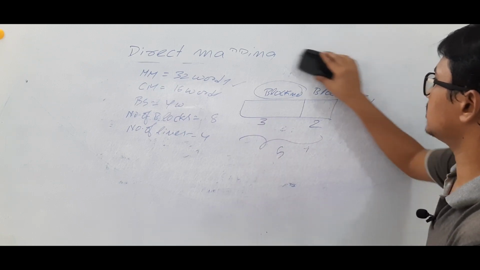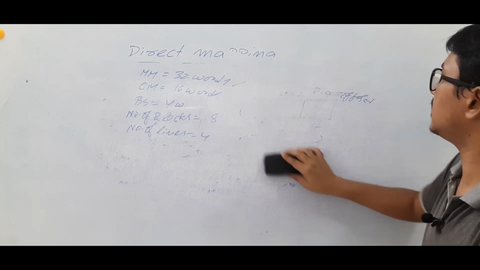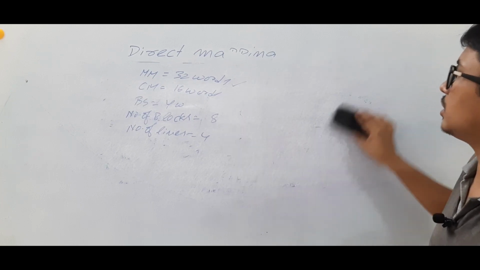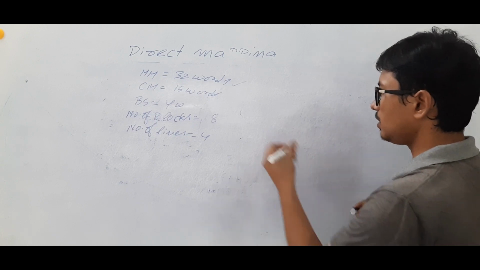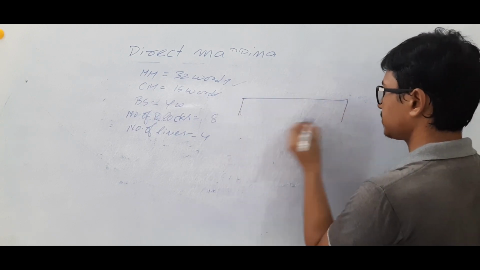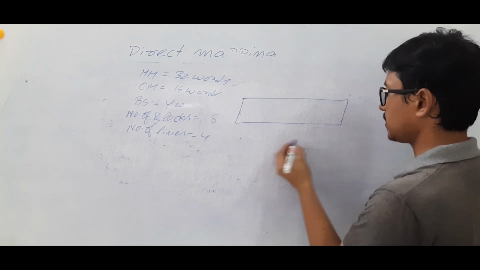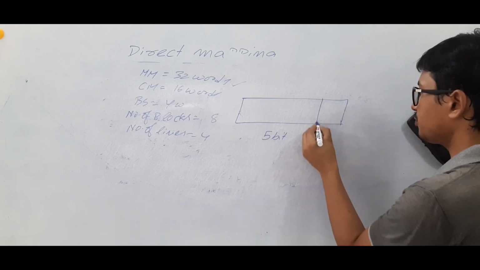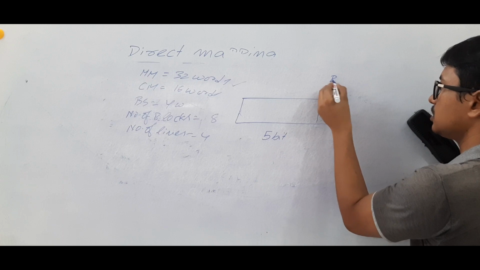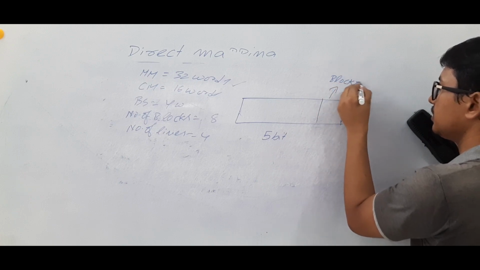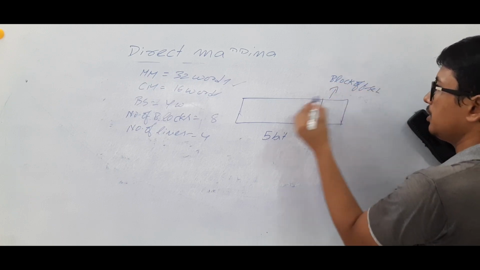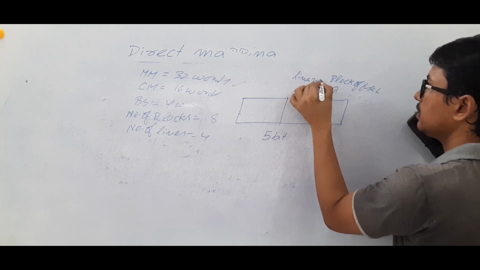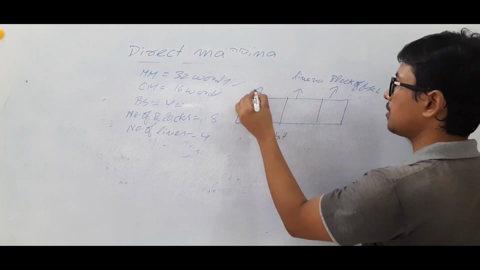Now we will discuss into how many parts the same 5-bit physical address is divided when it comes to direct mapping. The total 5 bits will have 3 parts. One is the block offset, and you will have the line number, and you have the tag bits.